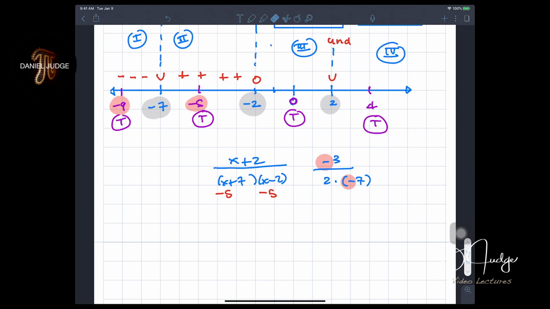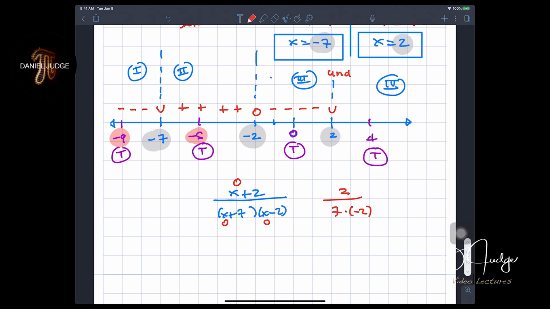The next test point. My all-time favorite test point, 0. So if I plug in that 0 there, we get 0 plus 2, which is 2. 0 plus 7 is 7, and 0 minus 2 is -2. So I don't even care about the value. The sign, I got positive over a negative, will give me a negative. We're just looking at the test points. So that's why I love 0. The arithmetic's always so easy with 0.